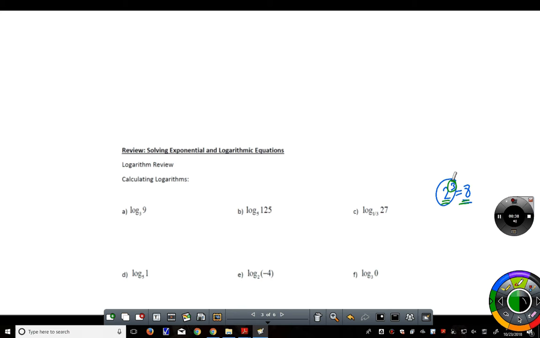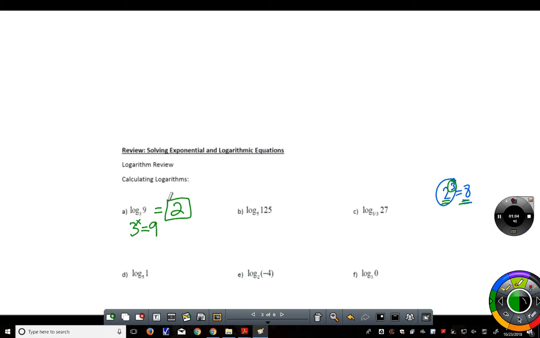So a logarithm is like a question, right? When they say log base 3 of 9, they're saying if I gave you a base of 3, what exponent would you have to put on that 3 in order to get 9? In other words, 3 to what power gives us 9? That's exactly what the log function is asking, right? And so the answer to this one is 2. 3 to the second power would give us 9, okay?